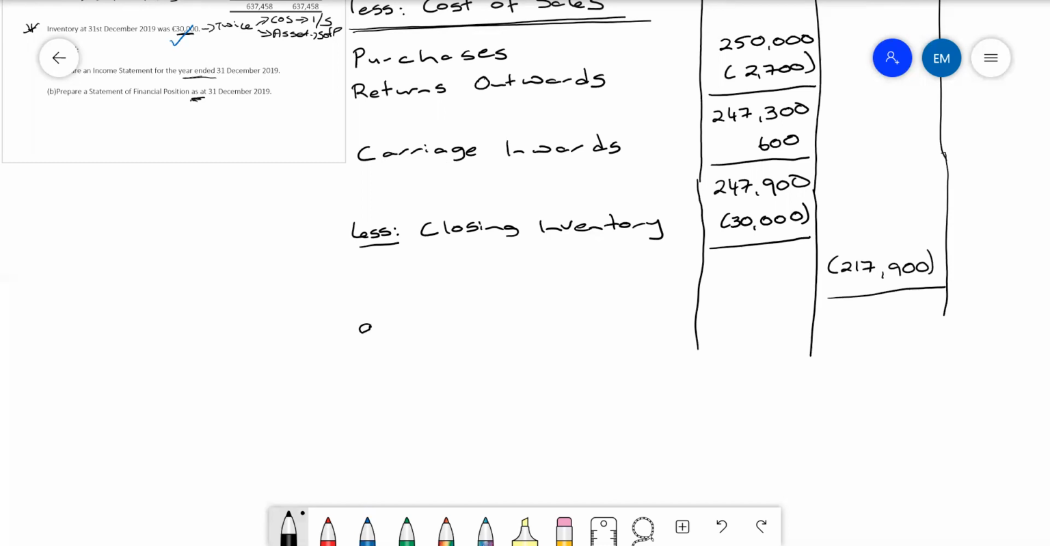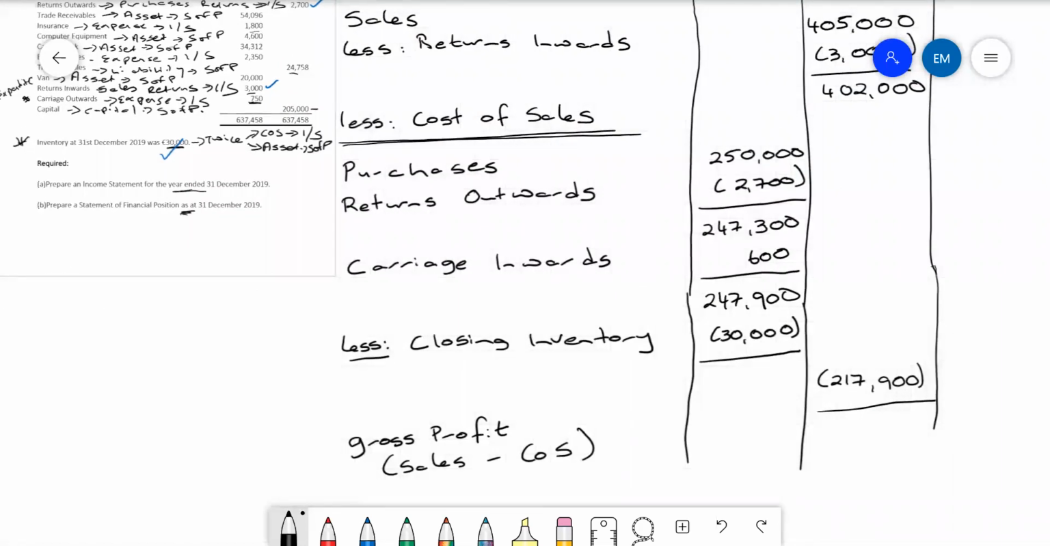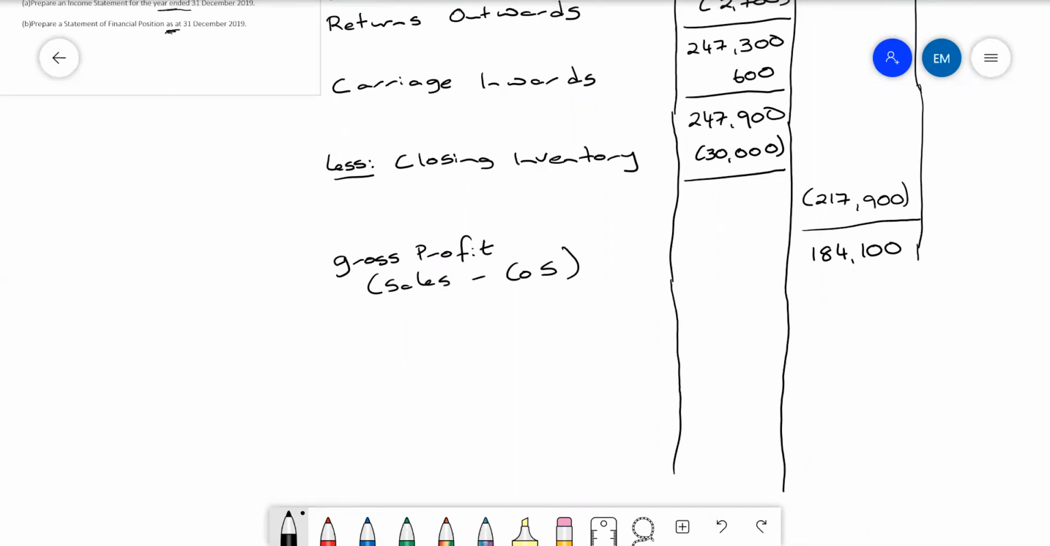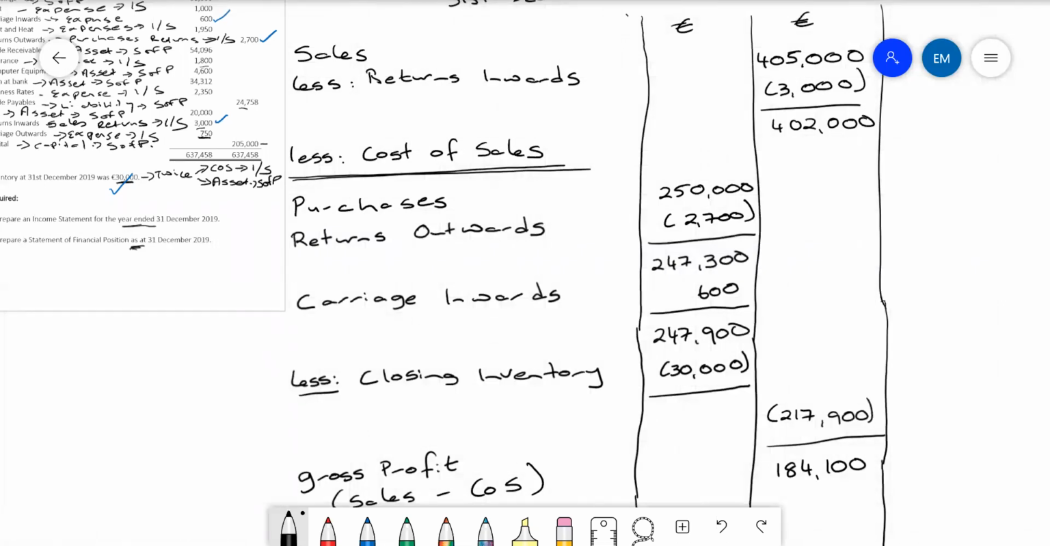And our gross profit is made up of our sales less our cost of sales figure, COS being cost of sales. So our gross profit is 402,000 less our cost of sales figure, which is 217,900, which gives a gross profit of €184,100. And that is the trading section of our income statement completed. The top part is referred to as our trading section.